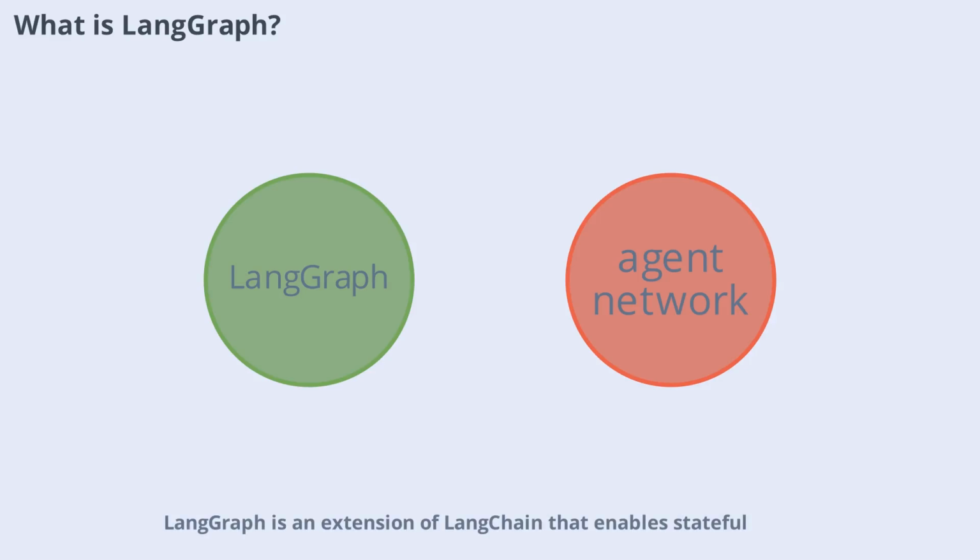LangGraph is an extension of LangChain that enables stateful multi-actor agent networks using graph structures. Unlike standard sequential chains, which are linear and rigid, LangGraph allows for loops, cyclic execution states, and human-in-the-loop validation. This flexibility is essential for building robust, real-world AI systems.